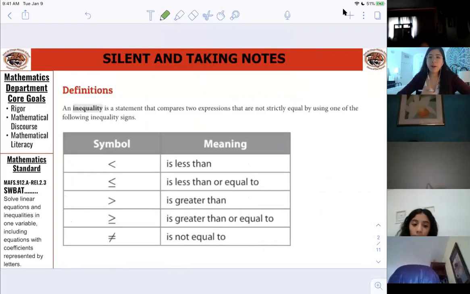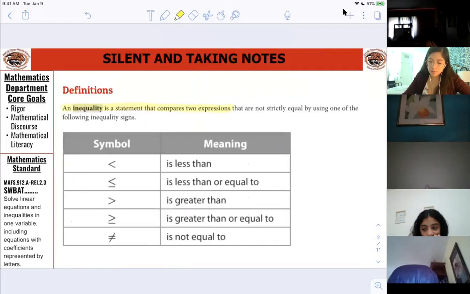All right, so inequalities are very, very, very similar to equations. The only difference is that instead of an equal sign, we use inequality signs. So an inequality is a statement that compares 2 expressions that are not strictly equal by using one of the following inequality signs. So rather than using an equal sign, you're going to see these 4 symbols, and then the last one is the one that tells you that it's not equal to it.